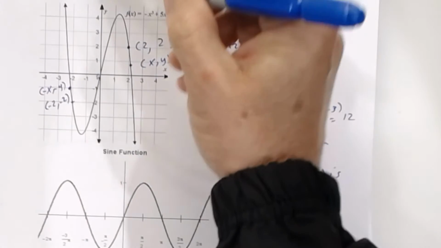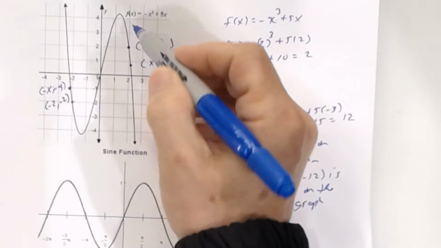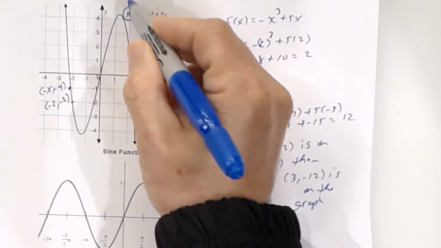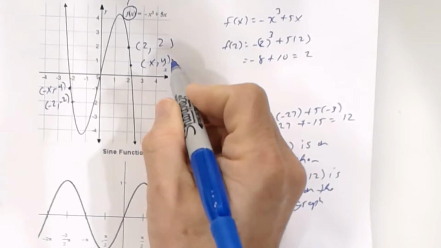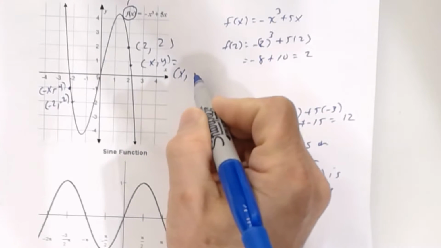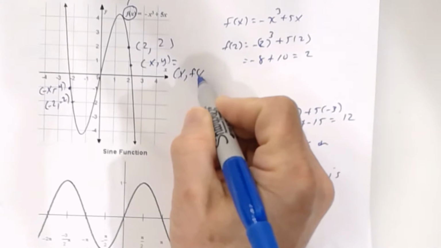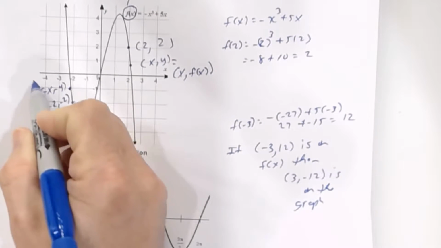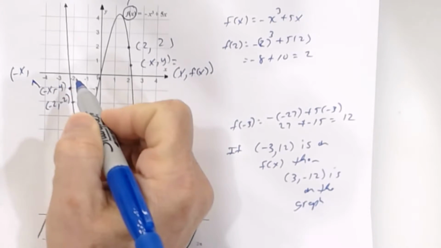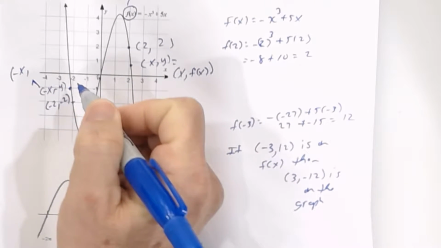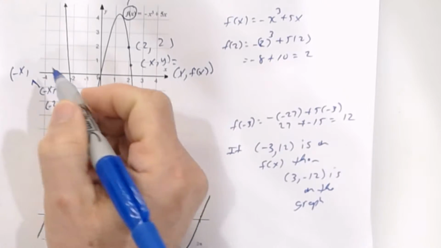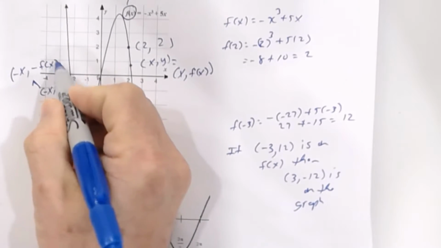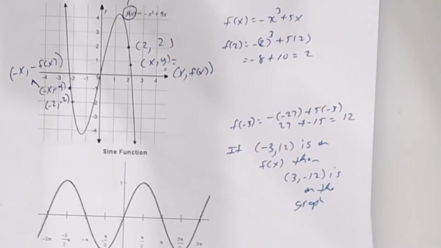All right. Now remember, we're calling this function f of x. So that's the same thing as what letter? Y. So this right here I can write as x comma what? F of x. And this right here, I can write as negative x comma negative f of x. Very good. Okay, so that's going to be important when we talk about something in a little while. Okay?